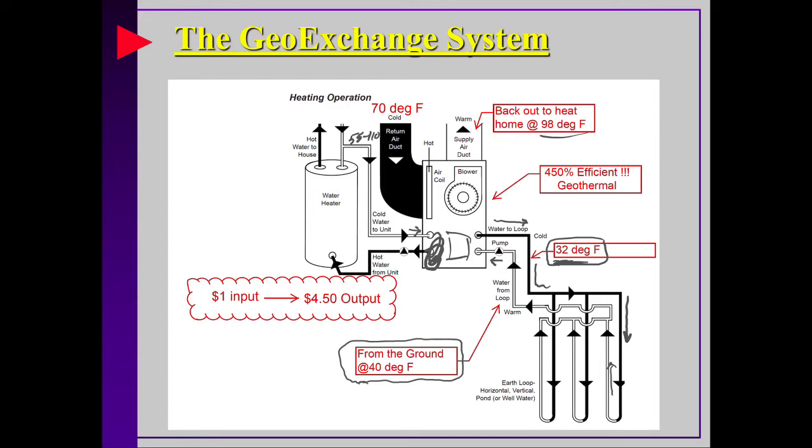This system is one that was identified as 450% efficient. So the COP would have been 4.5, meaning $1 in gave me 4.5 BTUs of energy out. So $4.50 worth of energy out for paying $1. So it's pretty impressive.